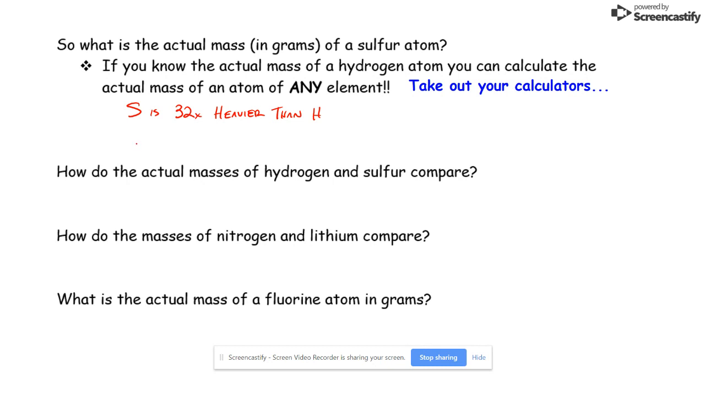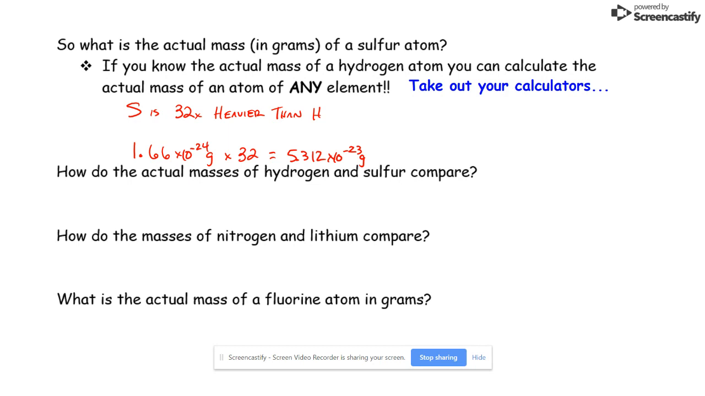And so if we take our mass and we're just going to round to 2 decimal places, 1.66 times 10 to the negative 24th grams, and multiply it by 32, since sulfur is 32 times heavier according to the periodic table, let's do some number crunching here. We get the answer 5.312 times 10 to the negative 23rd grams.